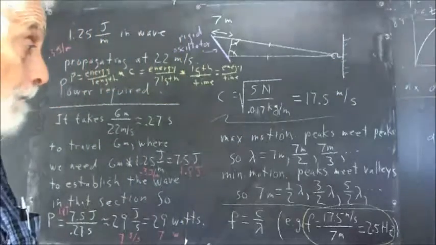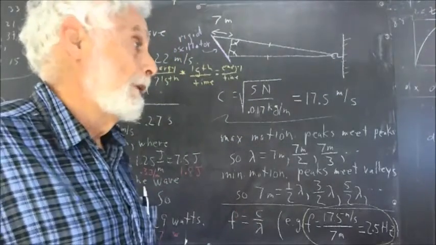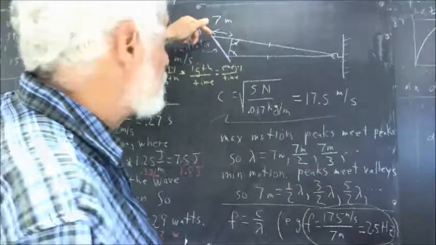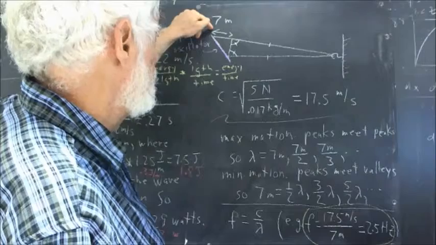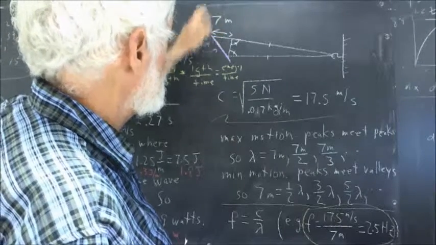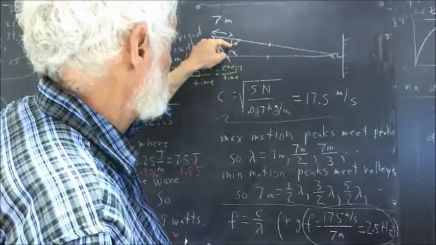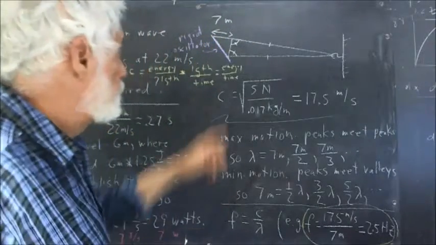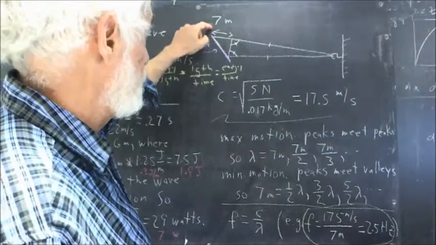Okay, now minimum motion is going to happen when peaks meet valleys. How's that going to happen? Well, if this distance is half a wavelength, then you have a peak up here, and you cross equilibrium, and you go to a valley here before you cross equilibrium and come back to another peak over here, which means that you're going to have a valley here when you have a peak here.